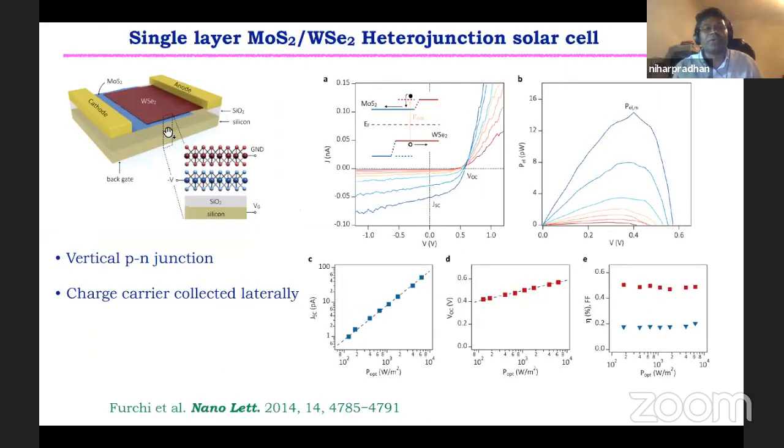So this is another one which I want to show you, a vertical PN junction. In this case, tungsten diselenide and MoS2 are on top of each other, okay? The overlapping region will form the PN junction in this case, because tungsten diselenide is P type and MoS2 is N type. But when you collect the charge carriers, electrons and holes, they are collected laterally. So the junction is vertical, but you collect the electron and hole laterally. And in this case, this is the single atomic layer MoS2 and WSe2 heterojunction solar cell, which gives you less than 0.5% efficiency.